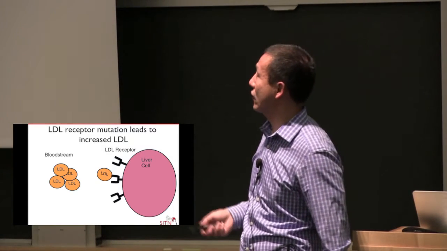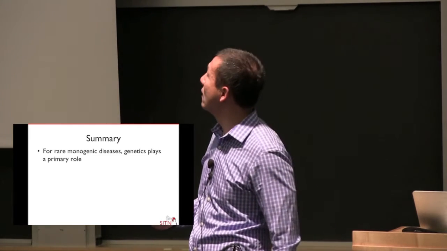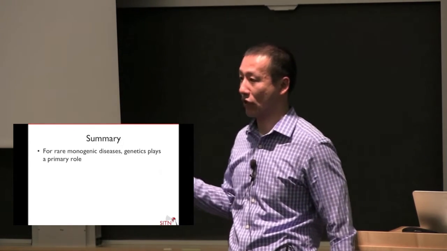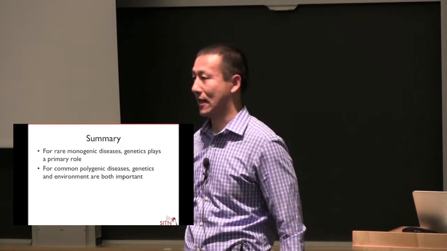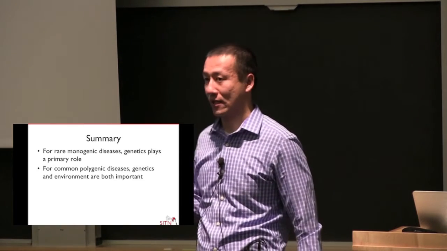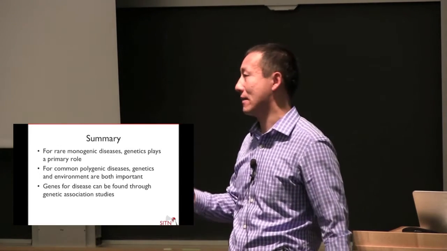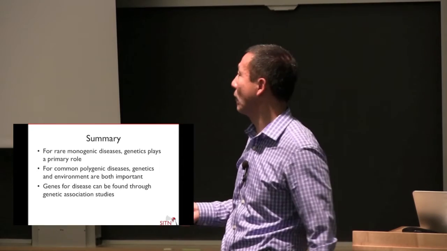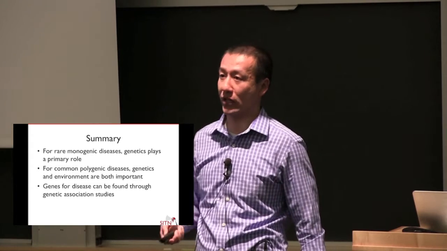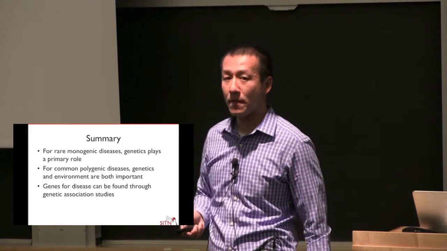To summarize this section, rare monogenic diseases are genetic diseases where a single mutation causes you to have disease. The genetics plays a primary role. The environment is much less important. We're going to find these mutations by linkage studies. For common polygenic diseases like type 2 diabetes and cholesterol in the general population, the genetics and environment are both important. And we're going to find these genes by genome-wide association studies. These genes can be found through genetic association studies in many different ways, in large populations and small families. And these genetic studies have unveiled many new drug targets and also helped us understand the biology that regulates LDL cholesterol metabolism in humans. And I'll take any questions for this section.